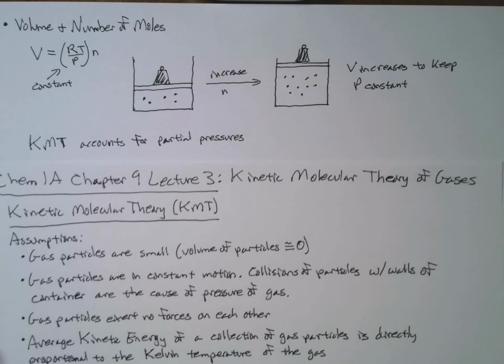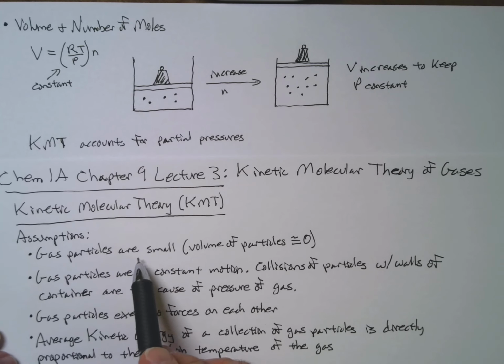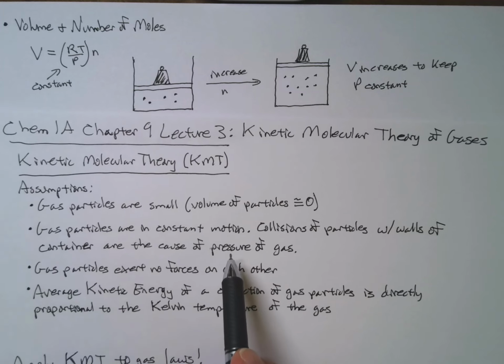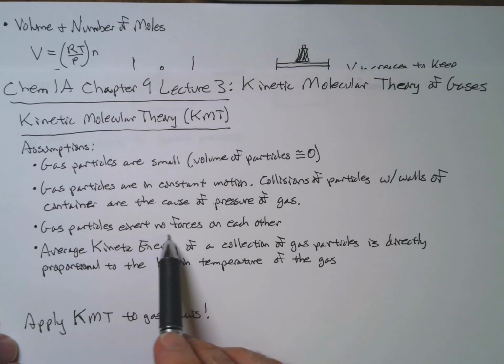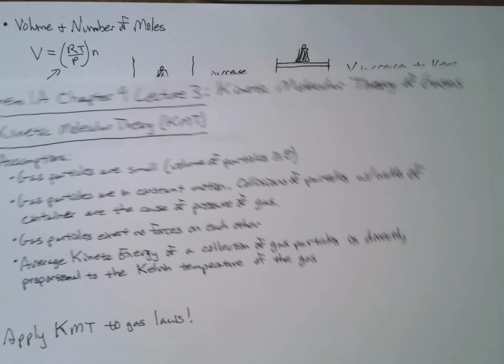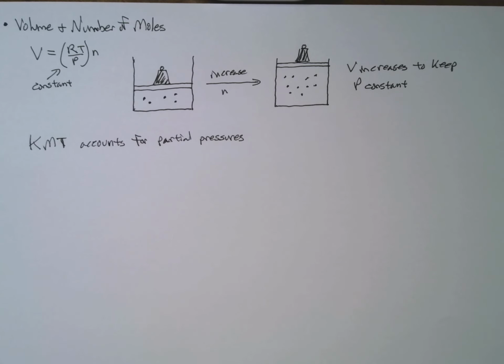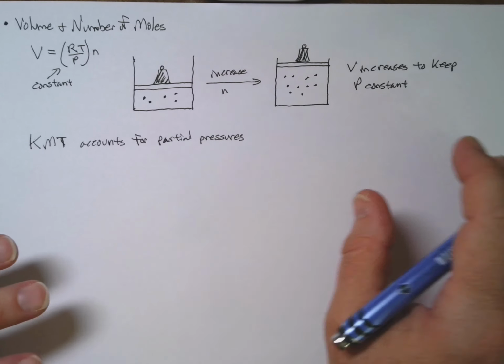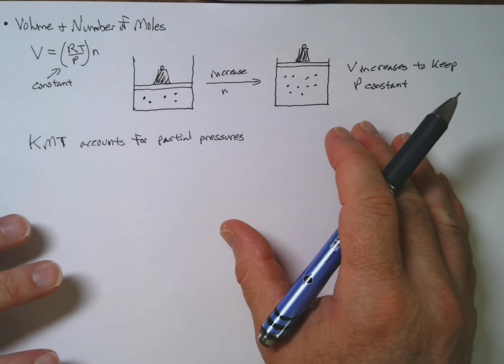All right, again, we're assuming that the particles have no volume. Okay, so it doesn't matter what they are because they have no volume. They're little points. And then they exert no forces on each other. So again, their identity doesn't matter. So if those two things are true and it doesn't matter what the particles are, then Dalton's law of partial pressures must hold true.